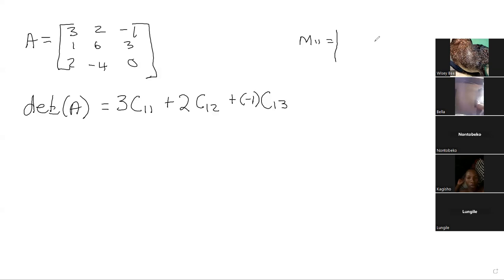If we delete this 1, then 1, we'll be left with 6, 3, minus 4, 0. And then this will be 6 times 0, minus 3 times minus 4, which is 12, right? It's positive 12.